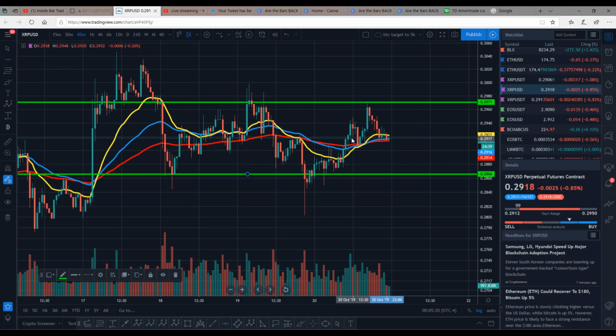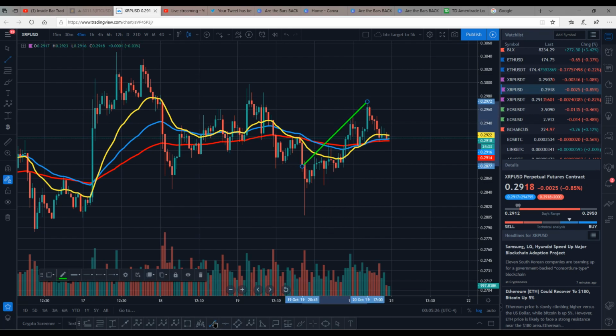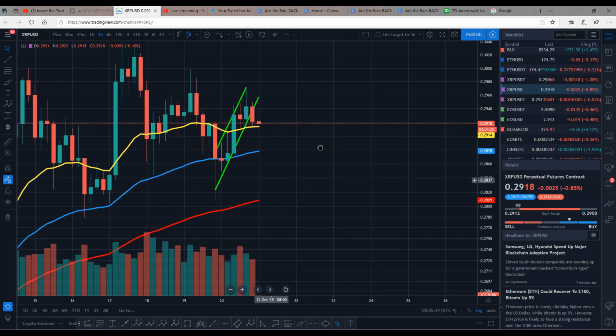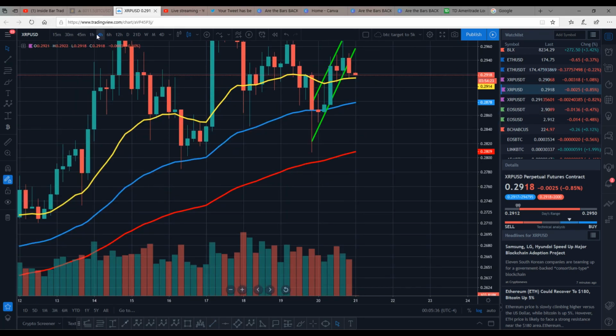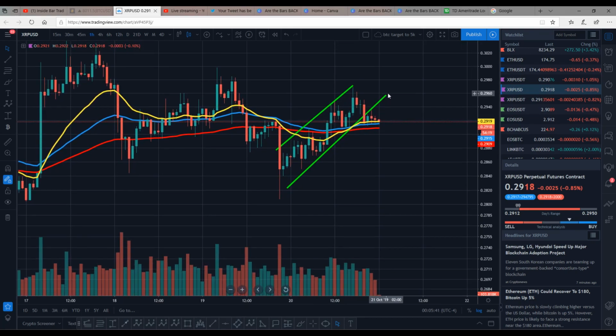But Ripple XRP, another thing you have to pay attention to, guys, is that we got a channel. That's one of the reasons I'm bearish. We got this channel and we already broke it. You can take a look at it on the 45 minutes. Let's take a look at the hourly. You can see on the hourly, we already broke this channel.